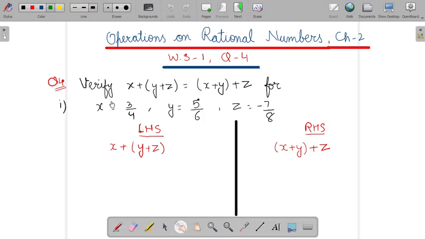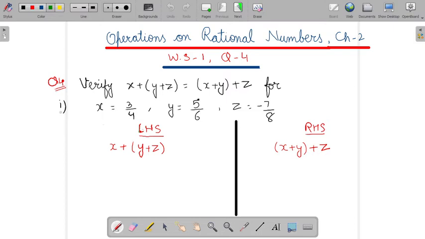In question number 4 it is written: verify x plus (y plus z) equals (x plus y) plus z. Since verify is written, I think you must be knowing about it. Wherever verification is written, it means you have to go for LHS as well as RHS.